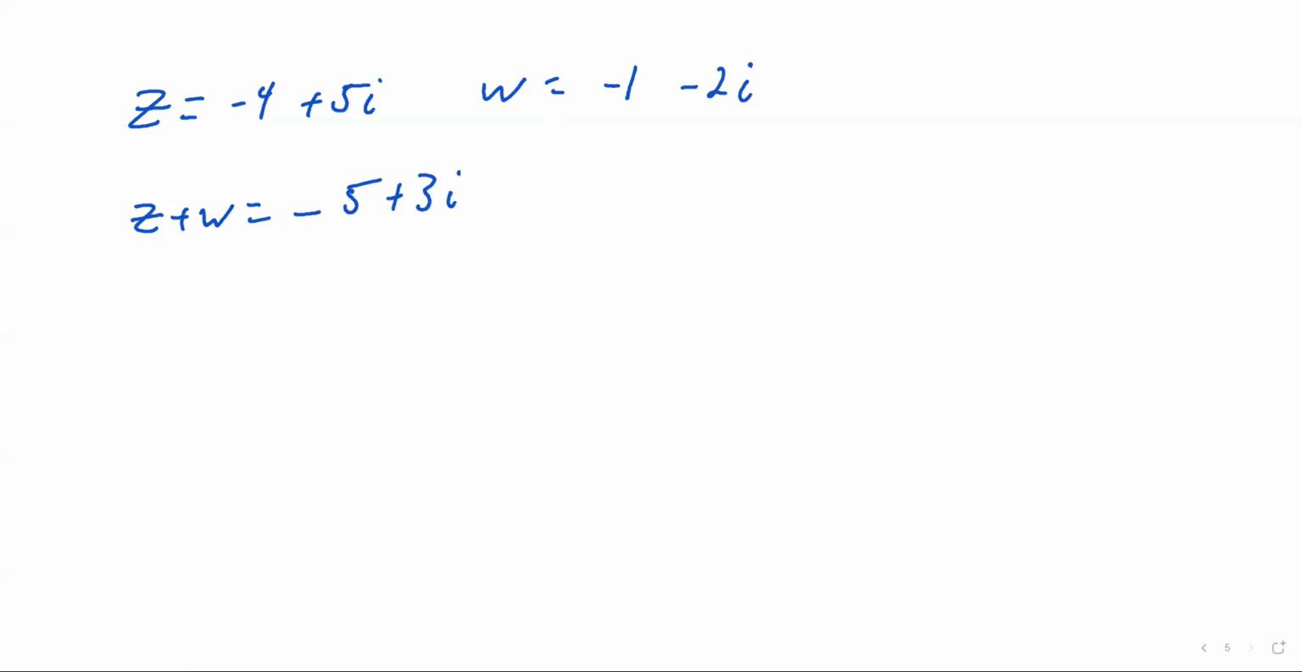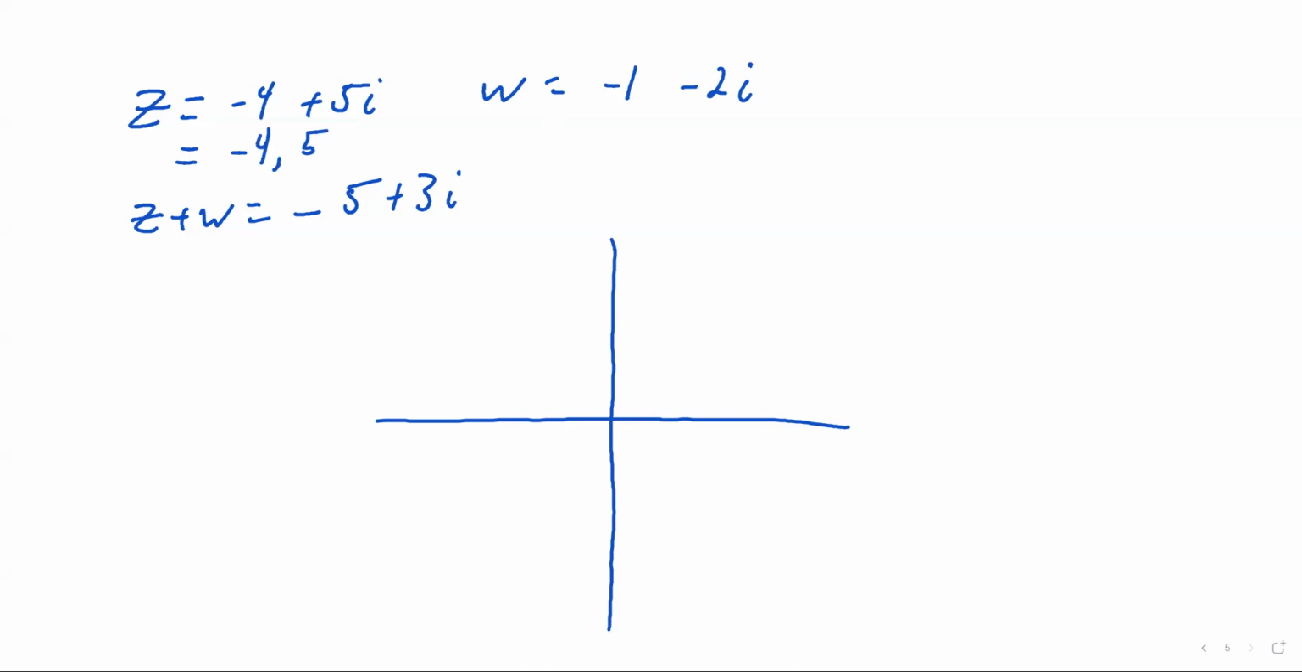We have z, w, and z plus w. We're going to graph all 3 of these as vectors. Okay. So here's my graph. What would this be as a vector? And then what notation will I use? Inequalities. Perfect. All right. So when I graph -4, 5, how do I do this?